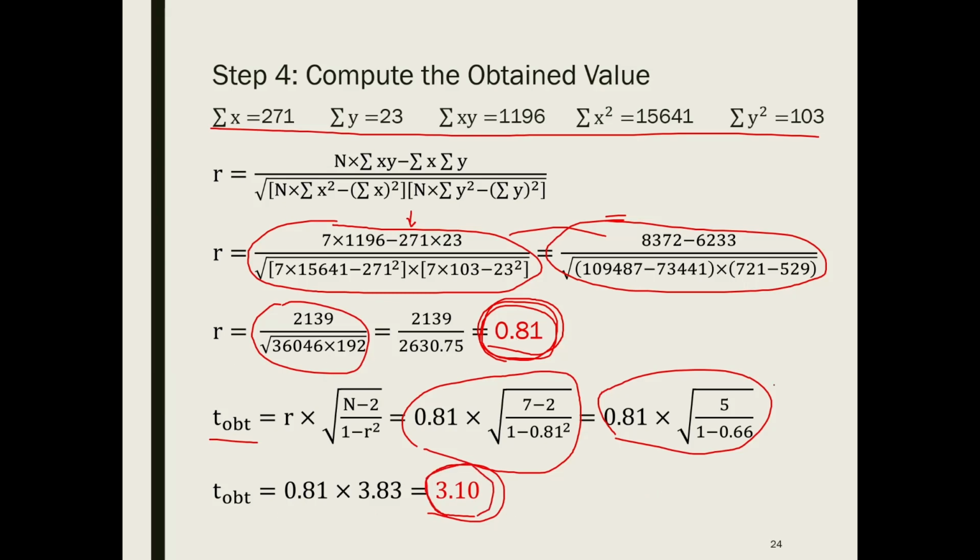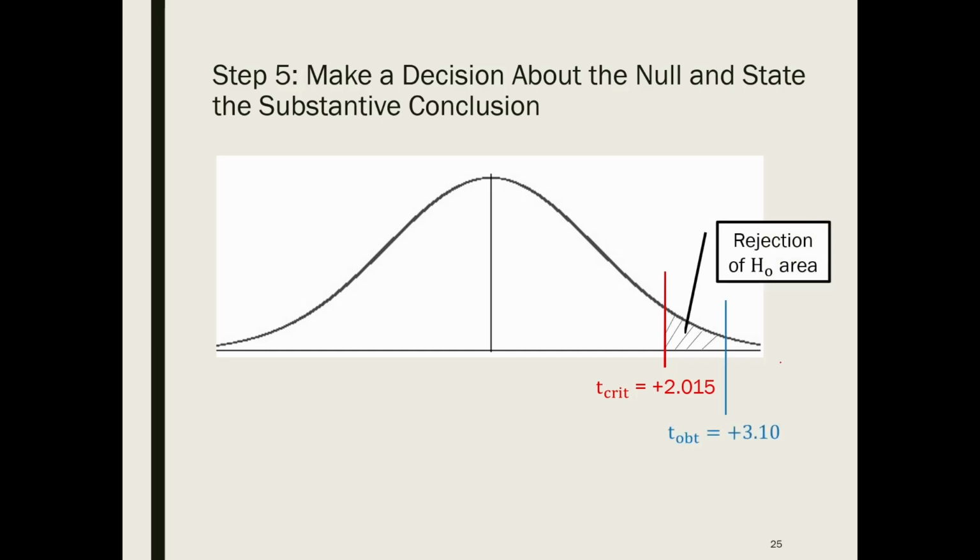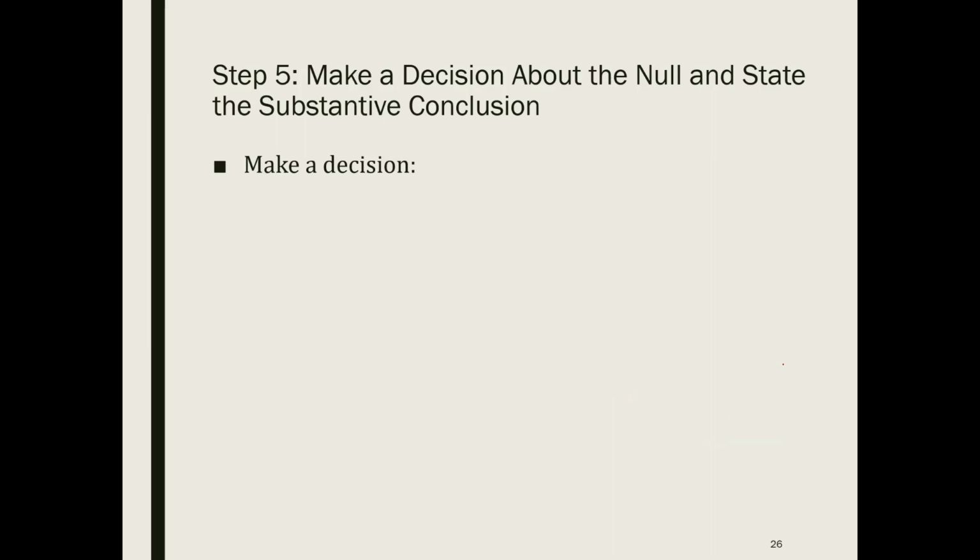Now we can make a conclusion, right? So let's put the t critical here, a positive 2.015. The rejection area is here. Where is the t of 3.10? It's greater than the t critical. So what is our conclusion? Simple. Since it is, we are going to reject the null hypothesis and accept the alternative hypothesis.